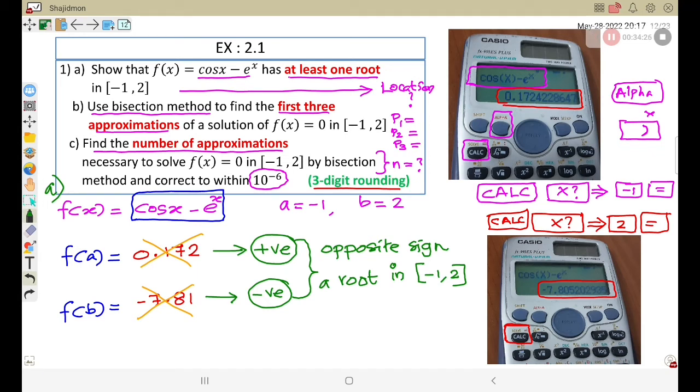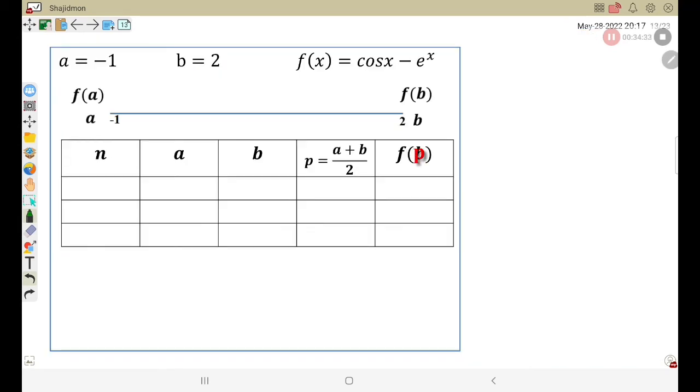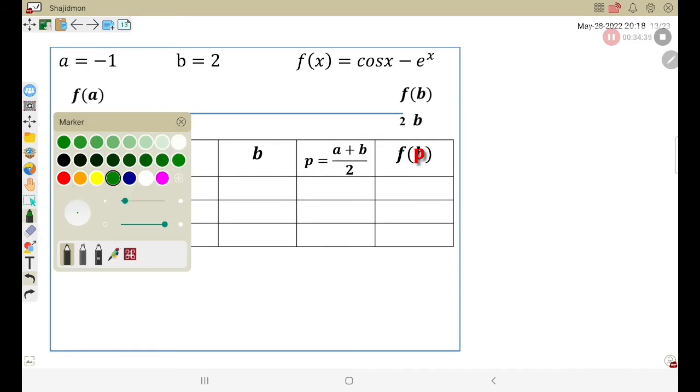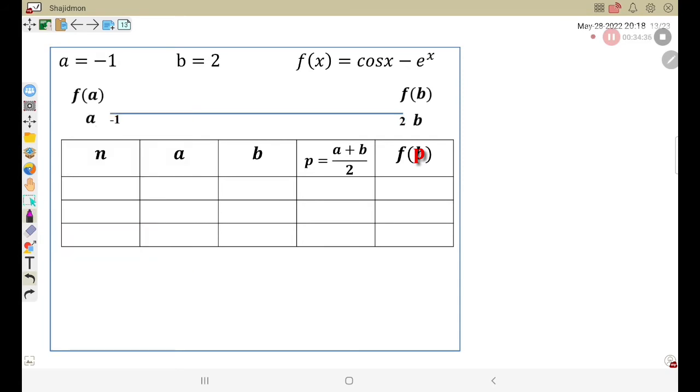We need to find the first 3 approximations of the solution, P1, P2 and P3. So I already created the table here for your better understanding. You can see our question, A number is minus 1, correct? B number is 2, f of x is cosine x minus e power x. What are the table contents? N, how many steps we need to do, A number, B number, P number.